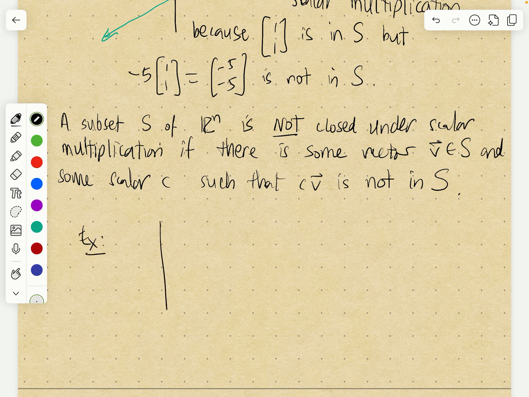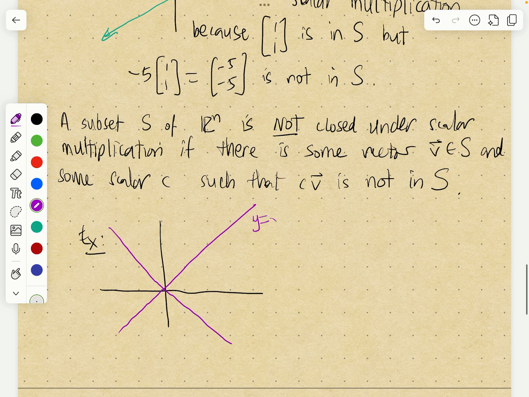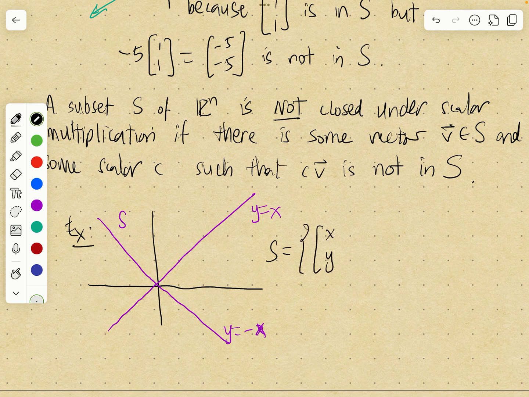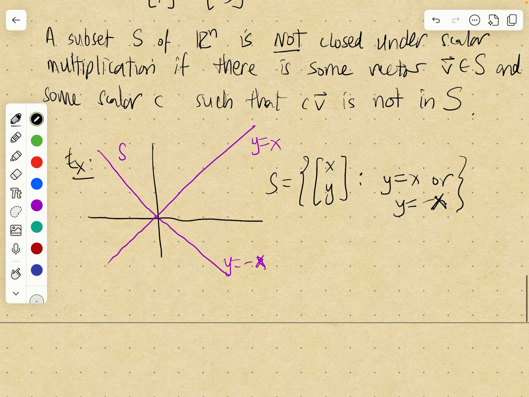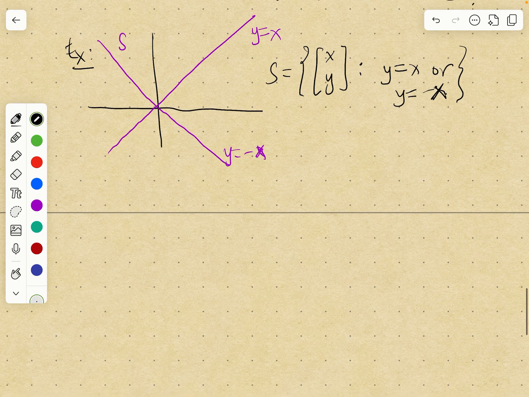Okay, let's look at another example. Let's say that S was the set consisting of all vectors on these two lines. So let's say this is y equals x, and that's y equals negative x. And we take that set S. So in other words, S is the set of vectors x, y, such that y equals x or y equals negative x. Is that set closed under scalar multiplication? What do you think? The answer is yes, it is closed under scalar multiplication.